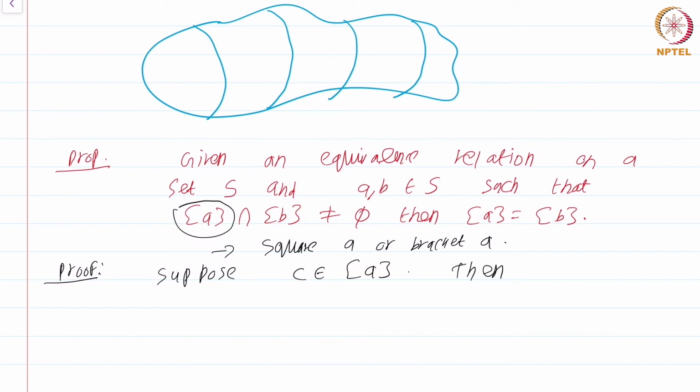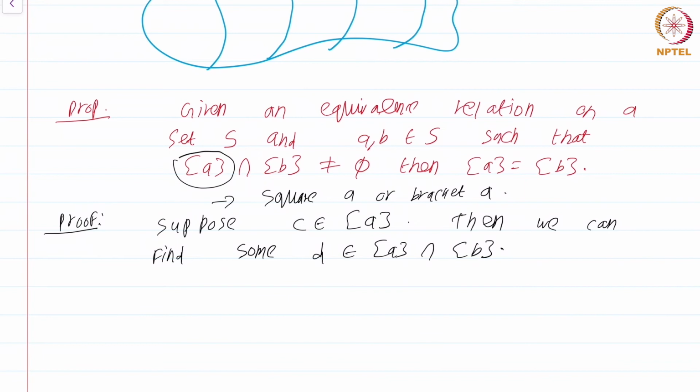We can find, first of all, some D which is there in the intersection. Okay. Now let's write down what is the meaning of D belongs to the equivalence class of A intersect the equivalence class of B. It just means that D is related to A and D is related to B, because the equivalence class is the collection of all elements that are related to the particular element B or A.